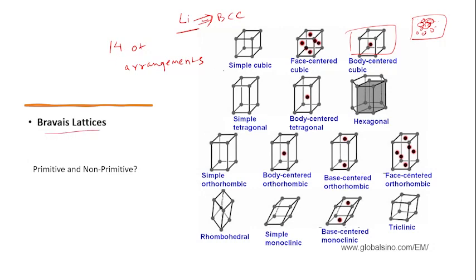So what are those arrangements? There are 14, like simple cubic, face-centered cubic. I assume that you have all already heard about these things, so we are not going deep into it. Then simple tetragonal, BCT, HCP, BCO, face-centered orthorhombic, rhombohedral, monoclinic, triclinic. There are 14 kinds of arrangements in which atoms can be arranged in a lattice structure.